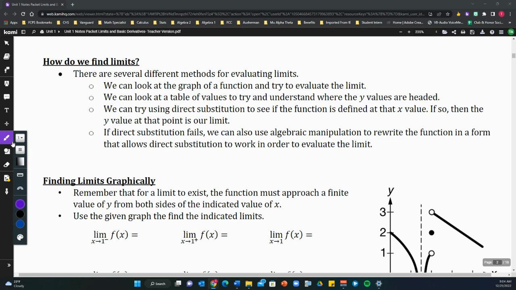So now we're going to talk about how we actually find limits. There's several different methods for evaluating limits. We're not going to take a look at all of these in this section, but this is what the next few sections will be focusing on.